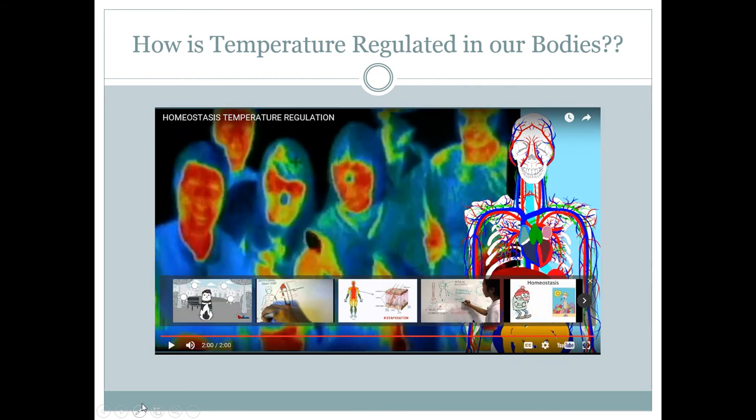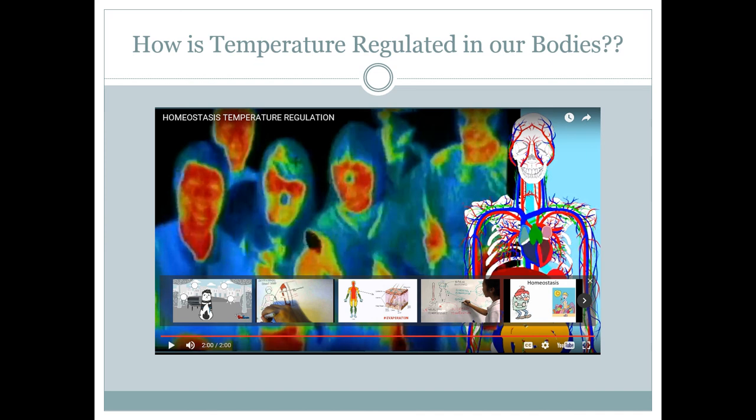So, in essence, if you get too hot, your blood vessels are going to dilate, because wider blood vessels mean there is more blood moving through and it's going to release heat. Your body will also secrete sweat in order to cool down the surface temperature of your skin.